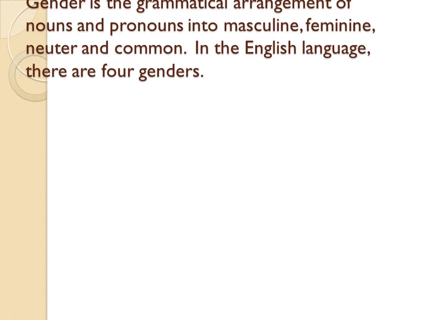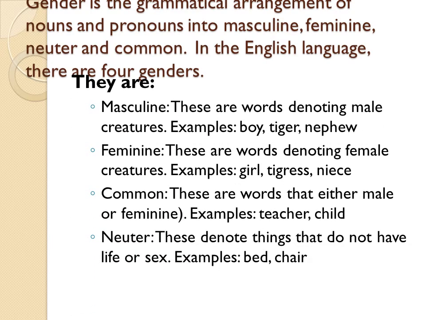In the English language, there are four genders. First we look at the masculine. The masculine genders are words indicating male creatures. So when you talk of masculine genders, we're looking at words that denote male creatures. For example, you have boy, tiger, nephew, uncle, man, and the rest of them.